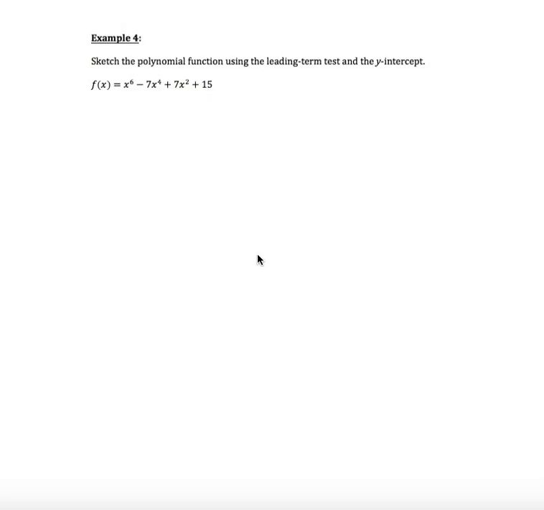Example 4, sketch the polynomial function using the leading term test and the y-intercept. So we have to use the leading term test to find the end behavior of this function. And then we're going to find the y-intercept, and we're going to give a sketch of what the graph of this polynomial could look like. It's not going to be definite, but it could look like this. So, first thing we need to do is the leading term test to find the end behavior.